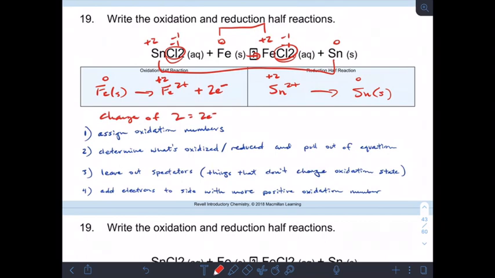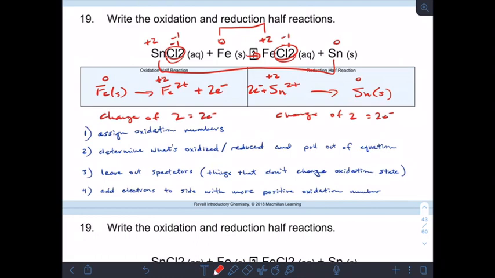Okay, in my reduction half reaction with the tin, we go from a +2 to a 0. Again, we have a change of 2, that means that 2 electrons have moved. Okay, and I'm going to put them on the side with the more positive oxidation state. So 2 electrons go on the left.